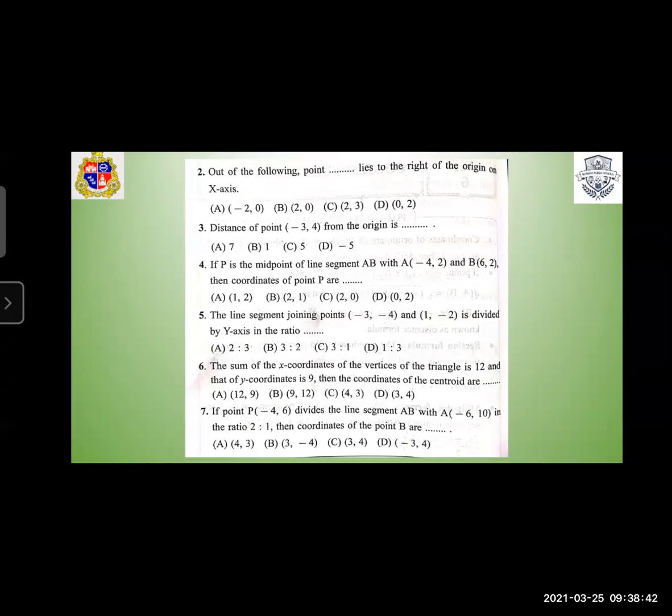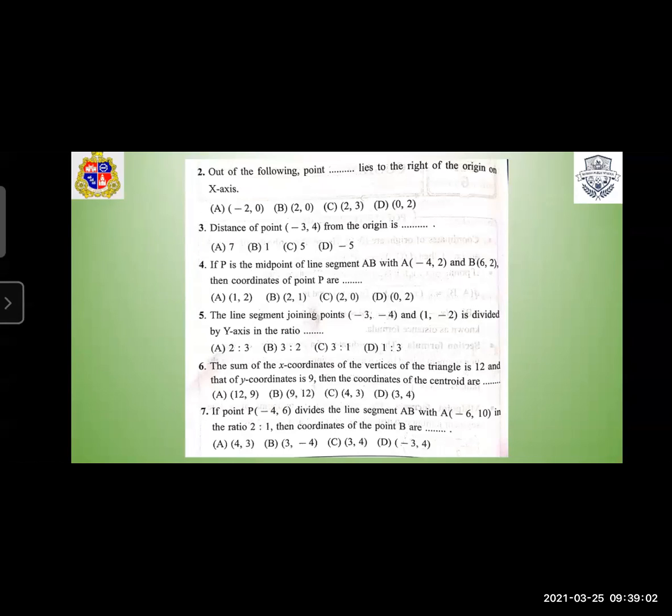Sum of x coordinates is given as 12 and of y coordinates is 9. Then use the centroid formula. What is the centroid formula? x1 plus x2 plus x3 divided by 3. So here the sum of x coordinates of the vertices is 12 and the y coordinates are given. Then you have to find the centroid coordinates.